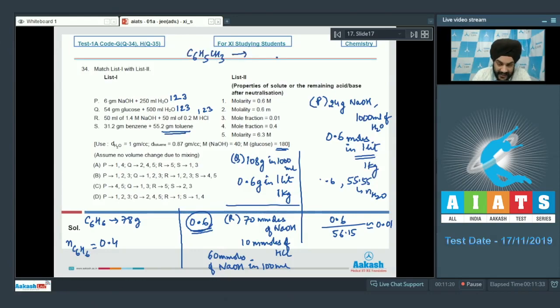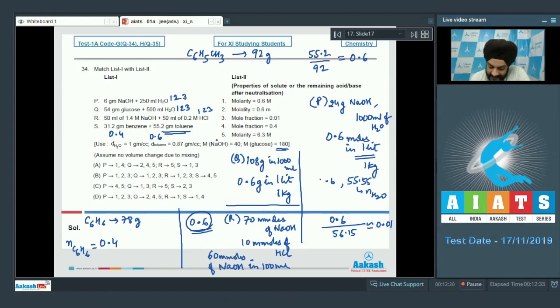Okay, its molar mass is 92 gram per mole. So if we talk about the number of moles of toluene present, we have to divide 55.2 divided by 92. So this will come out to be equal to 0.6. Okay. So students, we have 0.4 mole of benzene present in 0.6 mole of toluene.